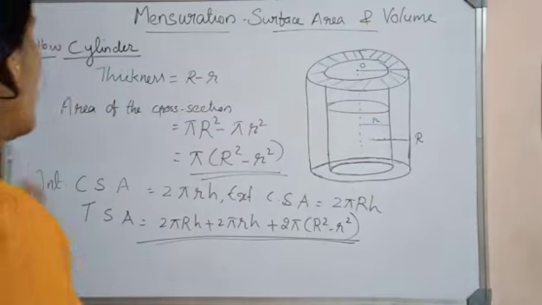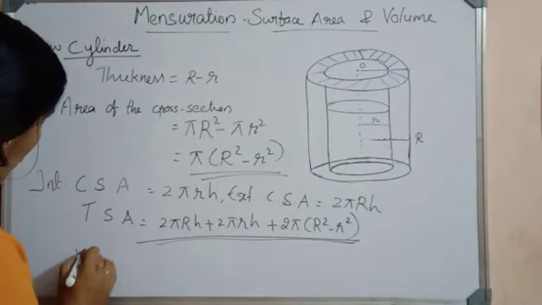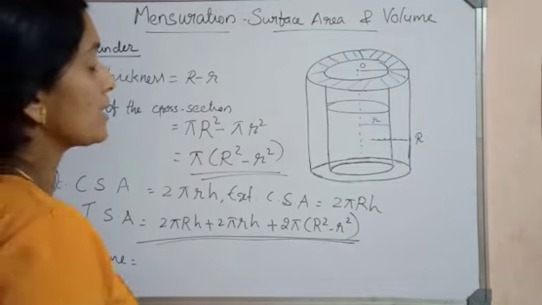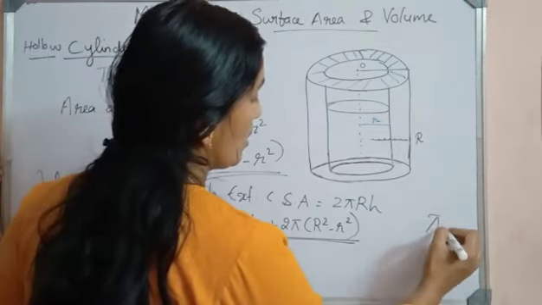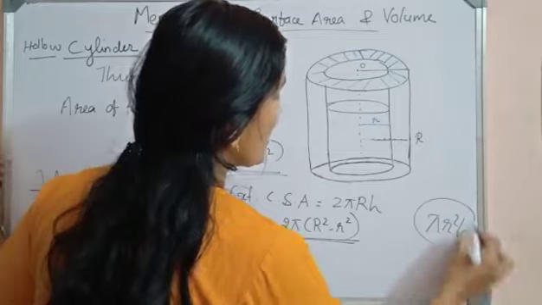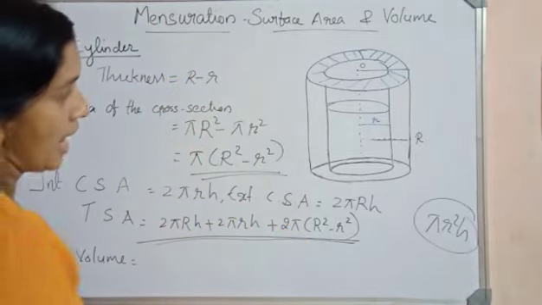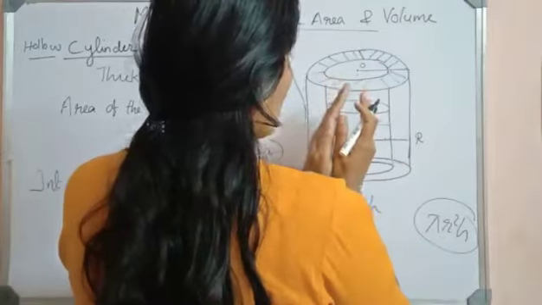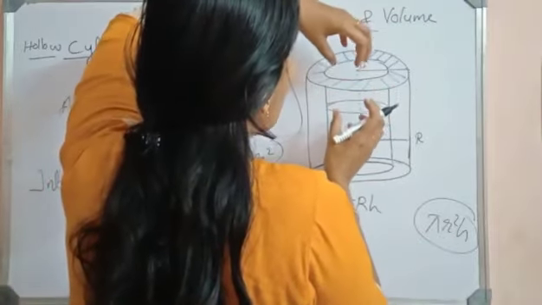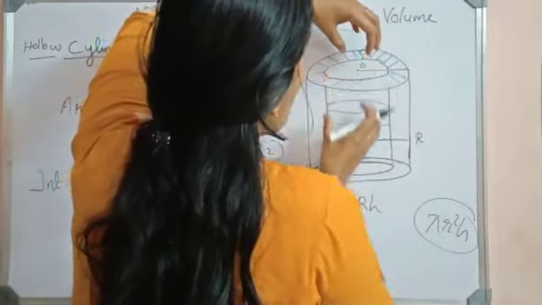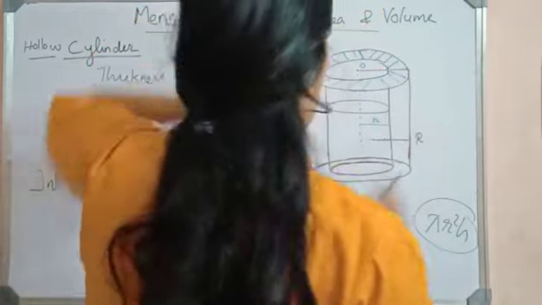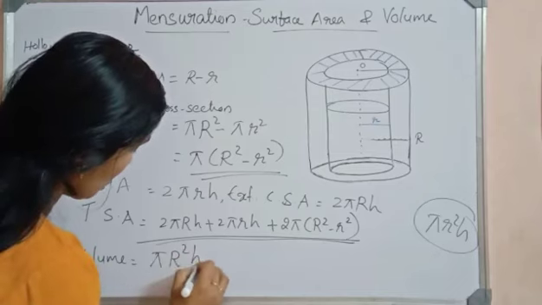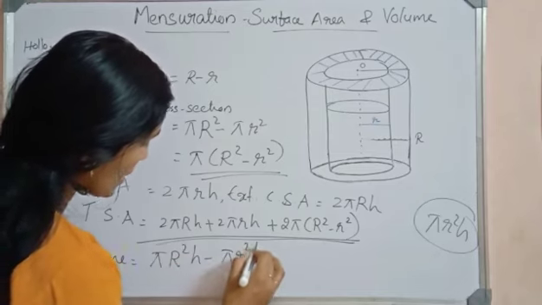And that is the total surface area of a hollow cylinder. Now when we discuss the volume of a hollow cylinder, we have seen that for a solid cylinder the volume is pi r square h. Here, in the case of a hollow cylinder, we need to find the total volume first, and from that we have to find the internal volume, the volume of the hollow part, and that should be subtracted. So we can write that as pi R square h minus pi r square h.